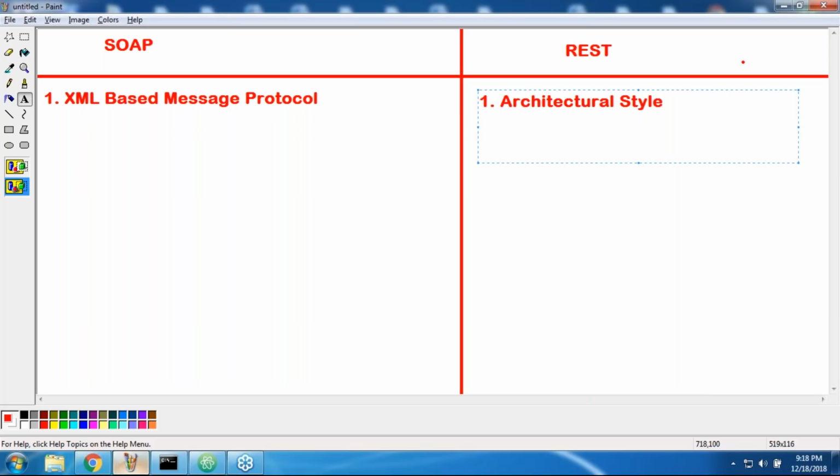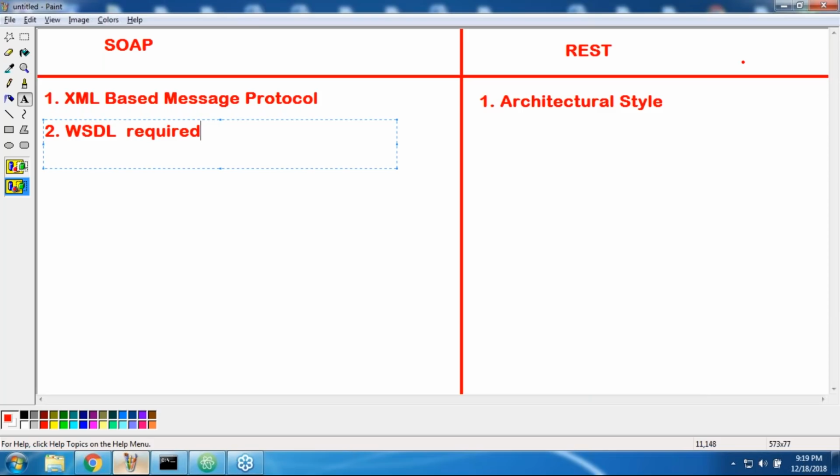Next, the second important thing: SOAP uses WSDL for communication between the consumer and the provider. A special language is required. What is that special language? WSDL. WSDL is required to expose our services so the consumer and the provider can communicate with the special language WSDL. On the other side, we are not going to use any WSDL. Remember this. No such special language requirement. No WSDL is required in this case.